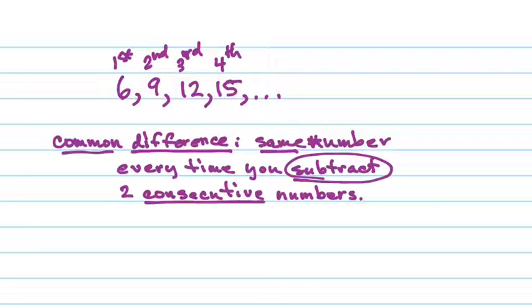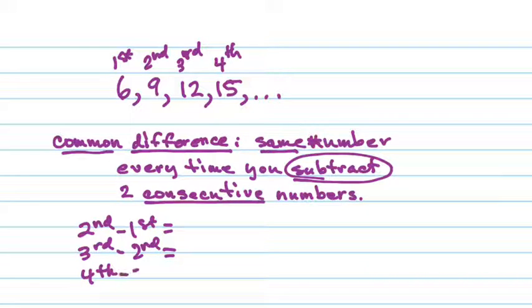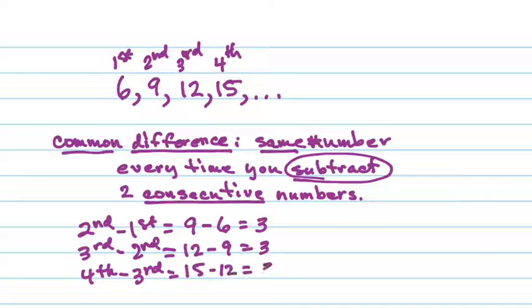Okay? So, what we will do is we'll simply take the second number minus the first number, the third number minus the second number, the fourth number minus the third number. Now remember, you always have to subtract the first one from the second one, and the second from the third, etc., in order. So our second number here is 9 minus our first number, which is 6, which gives us a difference of 3. Then 12 minus 9 gives us 3. Then 15 minus 12 also gives us 3.